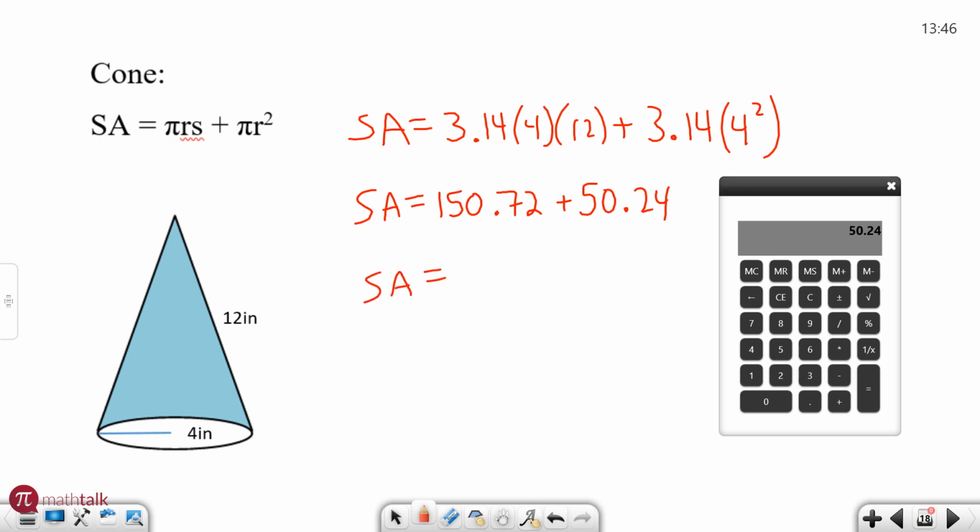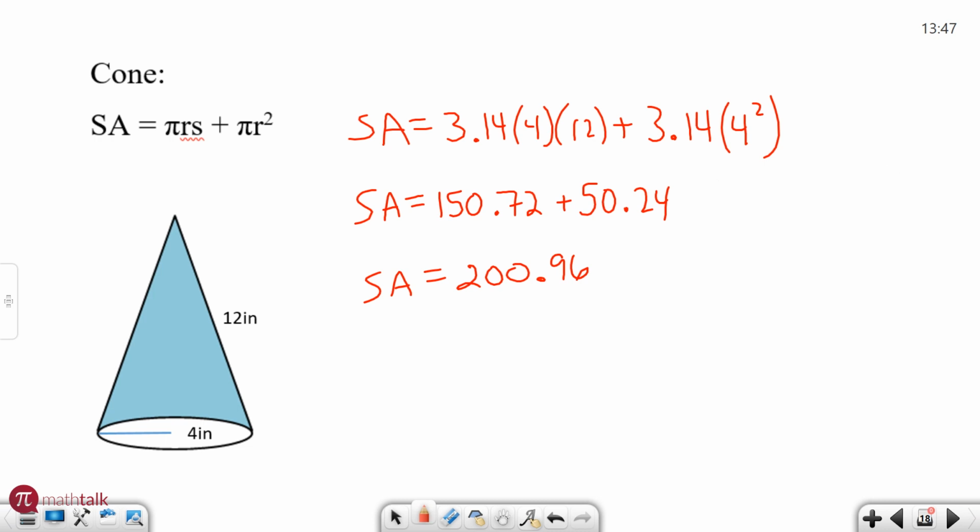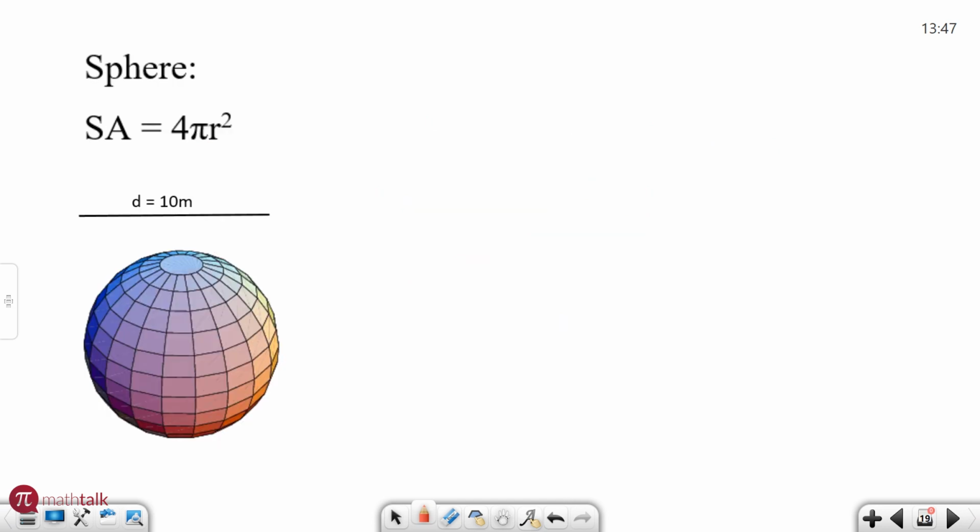So I'm going to do that. Let's see, 50.24 plus 150.72. It's going to be 200.96. All right, we want to make sure our units are correct, so we're going to use inches squared. So this is going to be your exact surface area. You may see questions with answers that say round to the nearest square inch or something like that. So 201 might be an answer, but keep that in mind. Let's look at one more example and how to find the surface area of that.